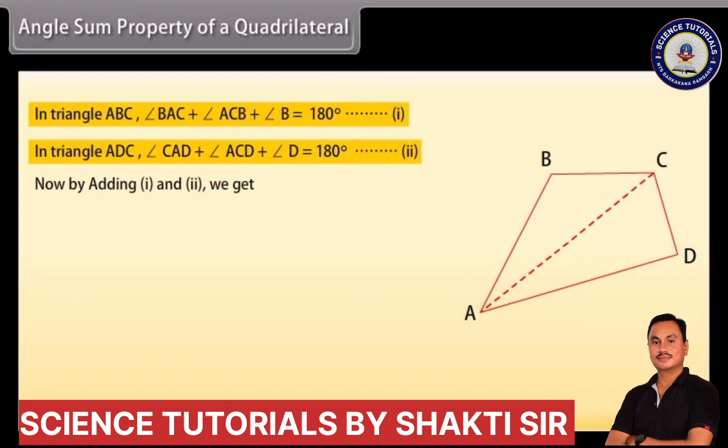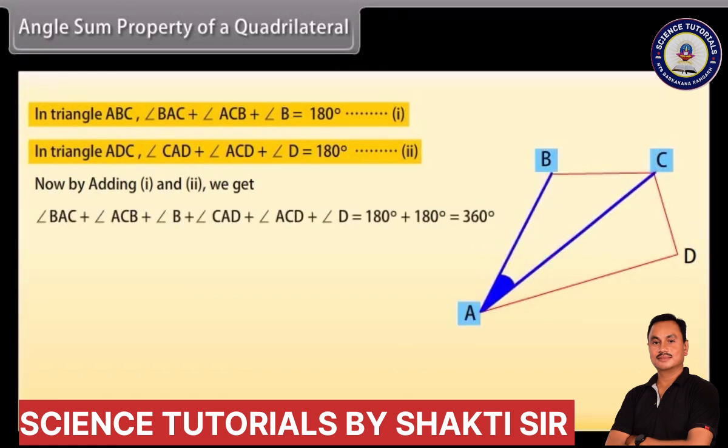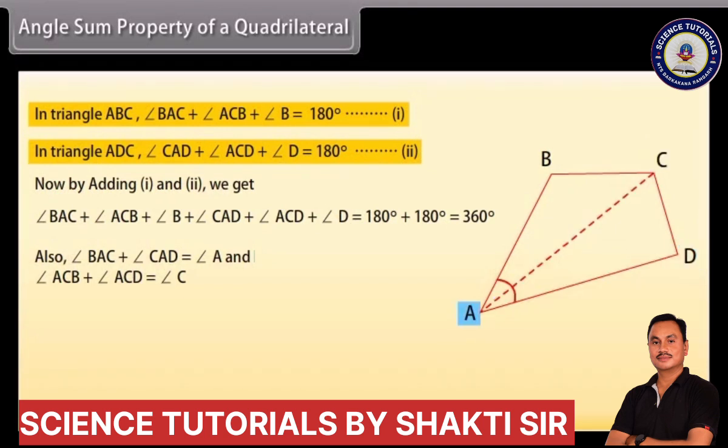Now, by adding 1 and 2, we get angle BAC plus angle ACB plus angle B plus angle CAD plus angle ACD plus angle D is equal to 180 degrees plus 180 degrees, which is equal to 360 degrees. Also, angle BAC plus angle CAD is equal to angle A, and angle ACB plus angle ACD is equal to angle C. So, angle A plus angle D plus angle B plus angle C is equal to 360 degrees.